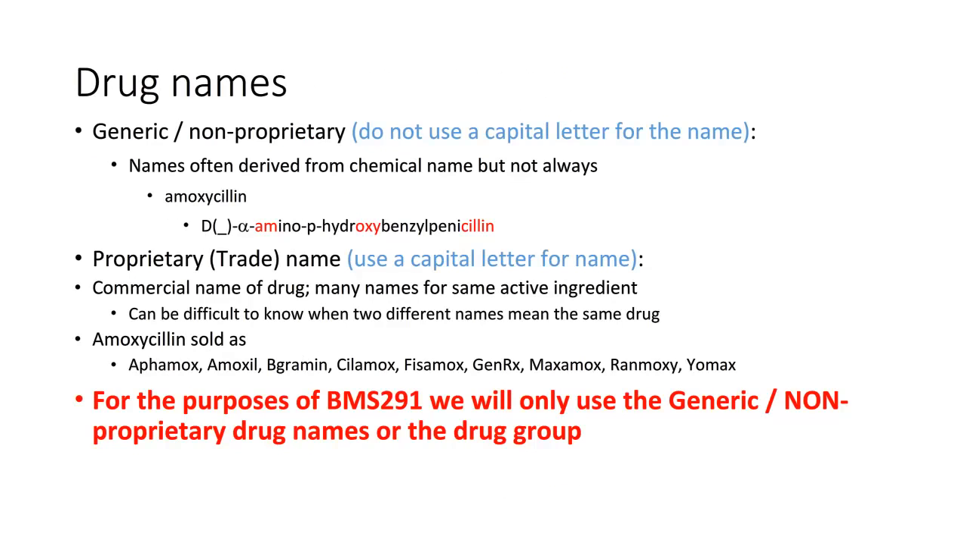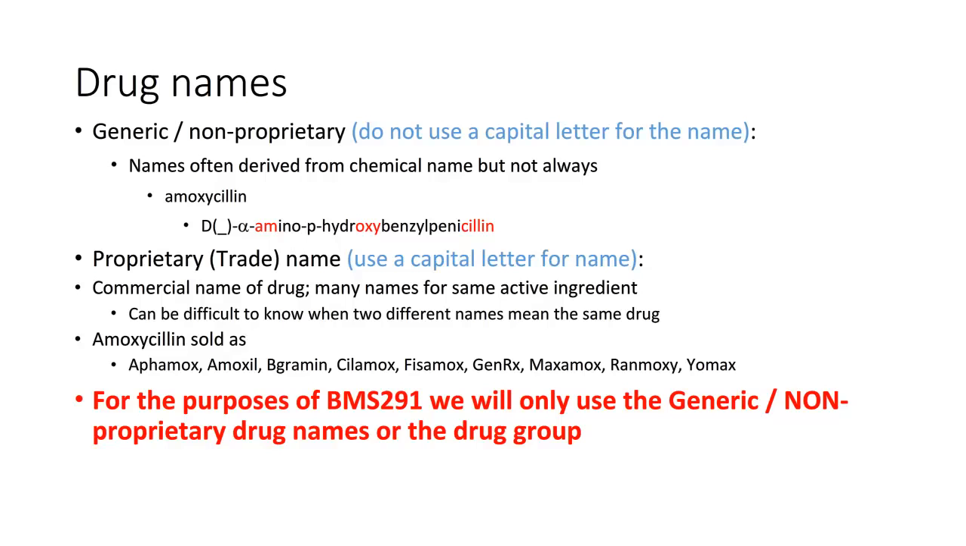Okay, so we're going to talk about naming for the moment. The example I've got on the screen is amoxicillin. Amoxicillin is the generic name of the drug. It is a contraction of its chemical name, which you can see there as being quite long, and I've highlighted the red bits that contribute to the drug's name. Not all drugs are named in that way, but many are.